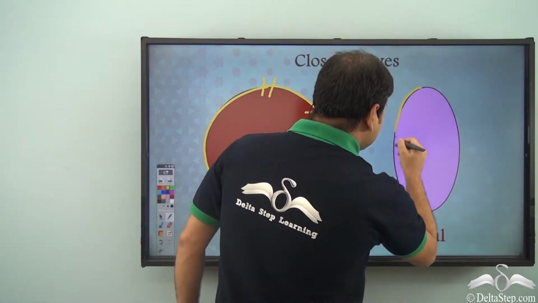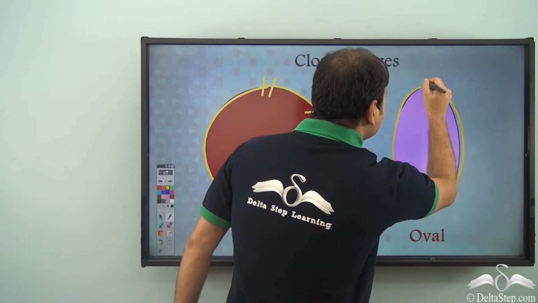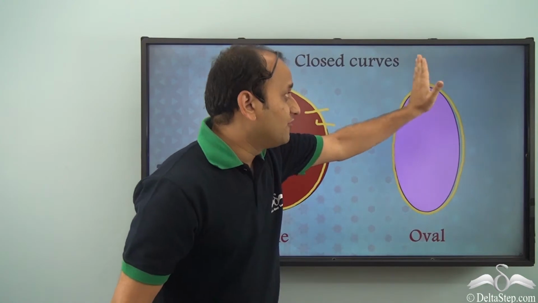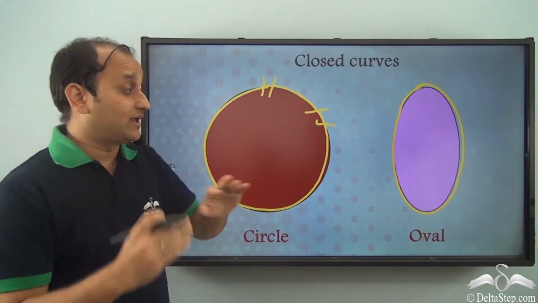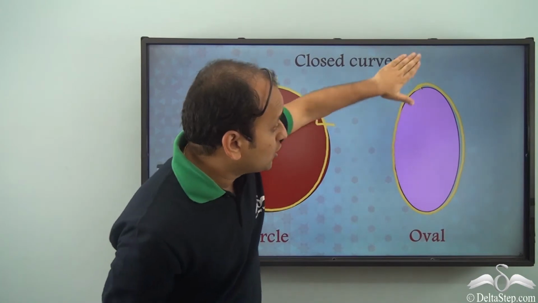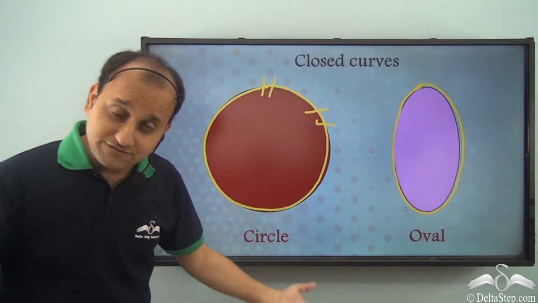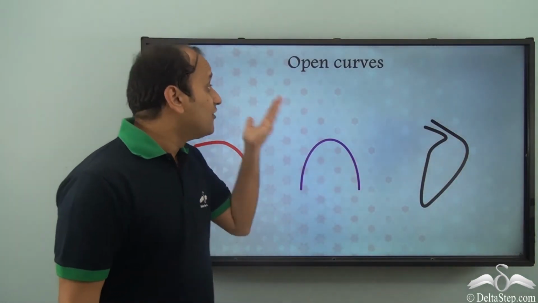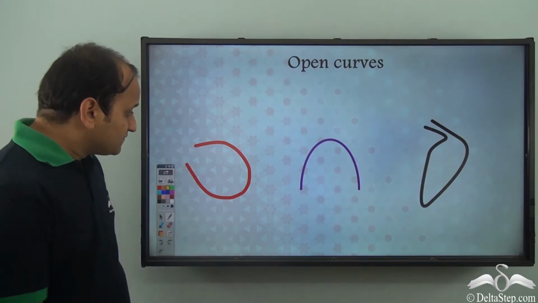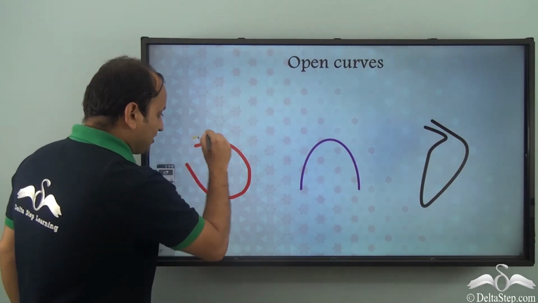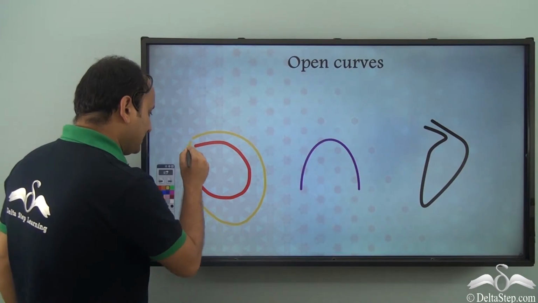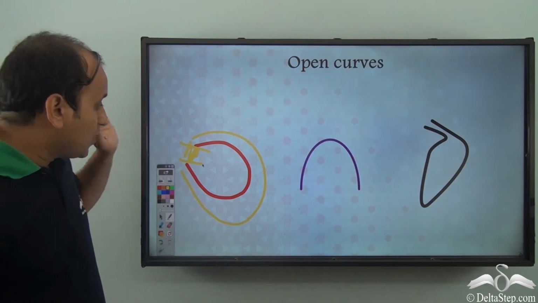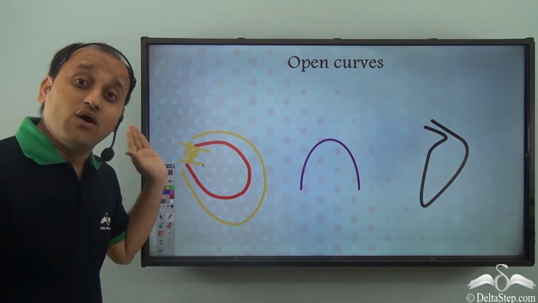Similarly, even this is a closed curve. So you see, you cannot see one particular point where the edges are not meeting. So it's completely closed. So such curves are called closed curves. Now apart from that, we have open curves too. Now what are open curves? Well, as you can see, this particular curve is open here, isn't it? So this particular point is open. That's why this is an open curve.